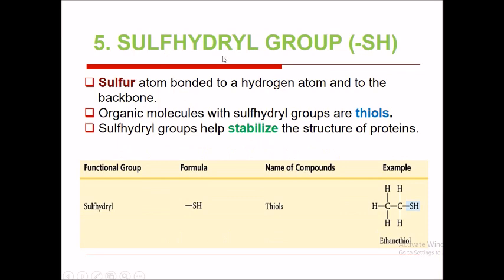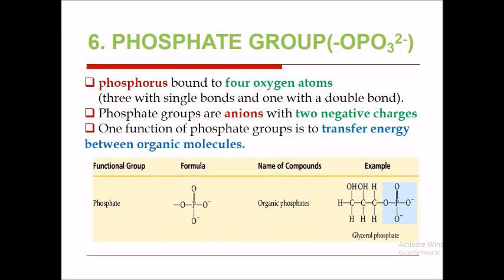Next is the sulfhydryl group. The sulfhydryl group is a functional group where the sulfur atom is bonded to a hydrogen atom, and then it forms a bond to the carbon skeleton. Organic molecules with sulfhydryl groups are known as thiols, and their function is to help stabilize the structure of protein molecules. Next is the phosphate group.